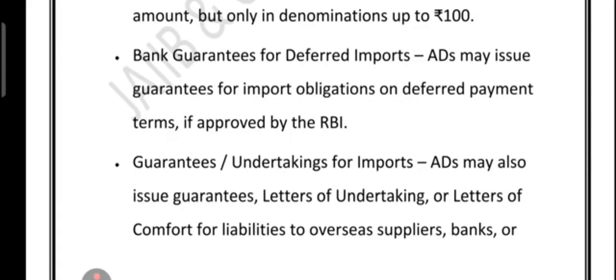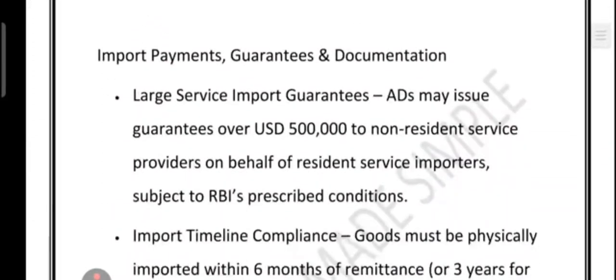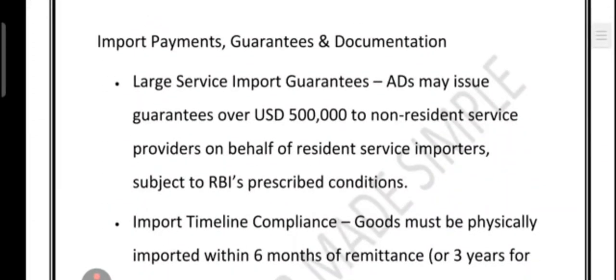I told you if you are an Indian resident returning from abroad, in that case, you can bring Indian currency note up to 25,000 rupees. And then we talked about, bank can back you with guarantee. Yes. So about guarantee, I told you that bank can issue guarantee for import payment on deferred term if RBI approve it. So these are the points which we have made clear. Now let's talk about the next point, next paragraph.